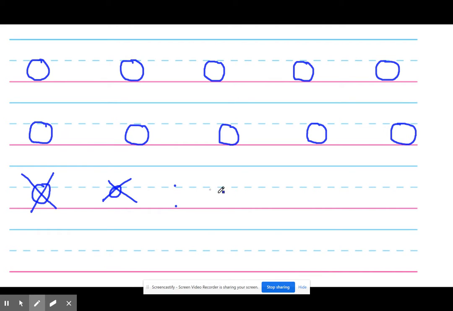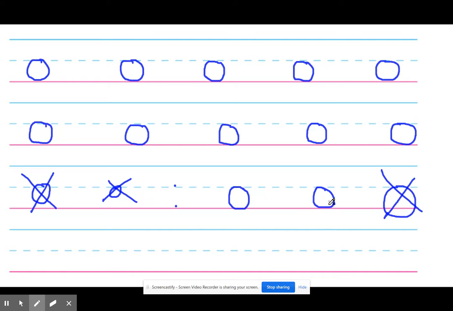Okay, so just remember, start a little bit below the midline, back around, touch the baseline, and back to where you started. Below the midline, circle back left, go all the way down to that baseline, back around to where you started. I don't want to go below that baseline. I want to make sure it's resting on that baseline.